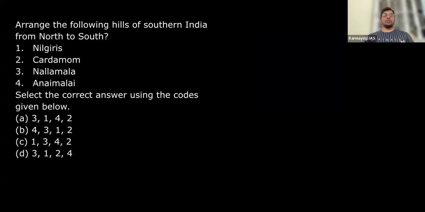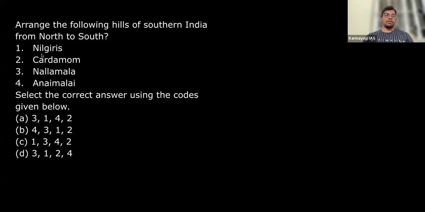Next, there is a question about the hills in the southern part of India. Let's look at this question. Arrange the following hills of southern India from north to south. So from north towards south, they are asking to arrange the given 4 hilly regions, right? This is a very simple question. You just need to know that Cardamom Hills is the southernmost one, so you can eliminate option 1. And the Nallamala Hills is located in Andhra Pradesh. The rest: Nilgiri Hills in Tamil Nadu, Annamalai in Kerala, and then Cardamom in Kerala.